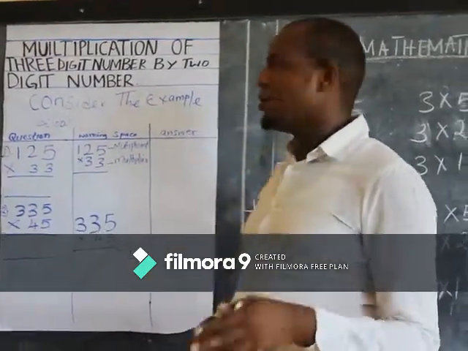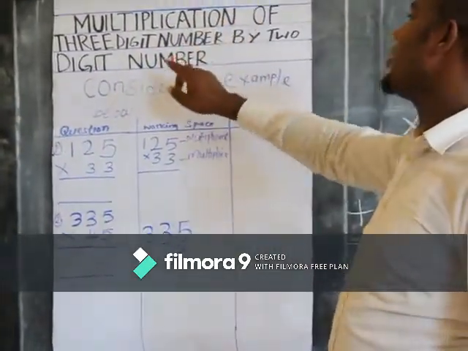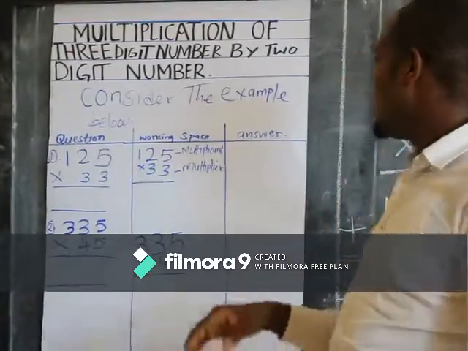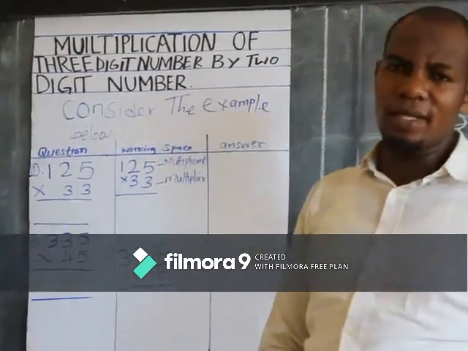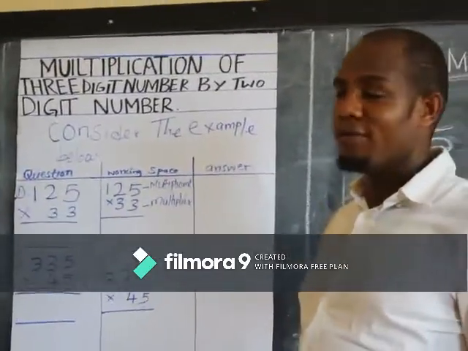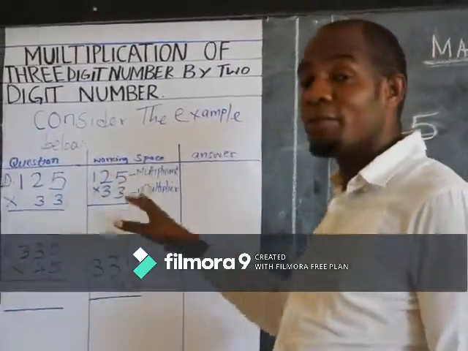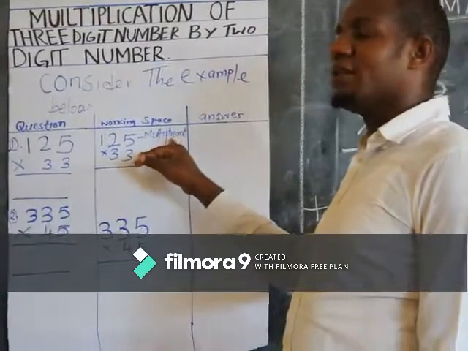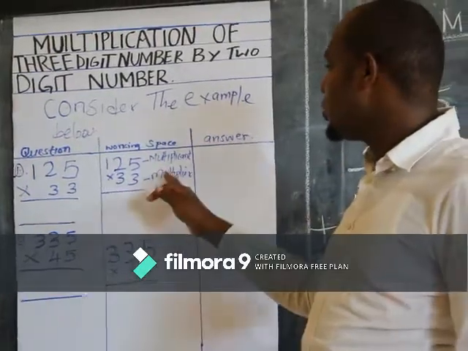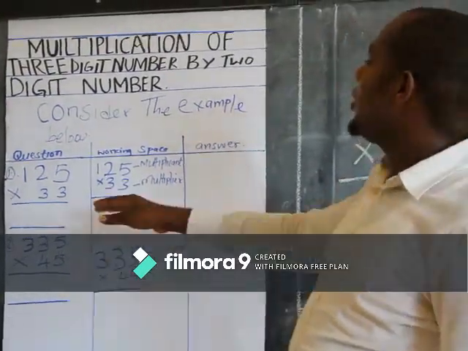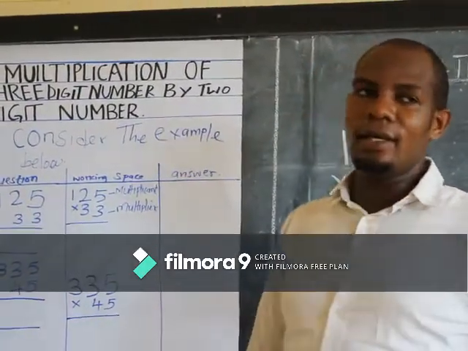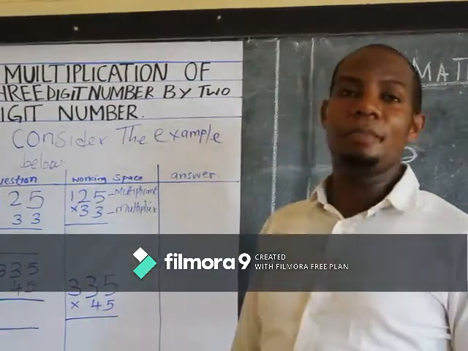But today we are going to learn multiplication of a 3-digit number by a 2-digit number. In this one, we are going to consider the following example. But before that, I want you to understand two things. In multiplication, we have something called a multiplicand and a multiplier. 125 is a multiplicand, and 33 is a multiplier.